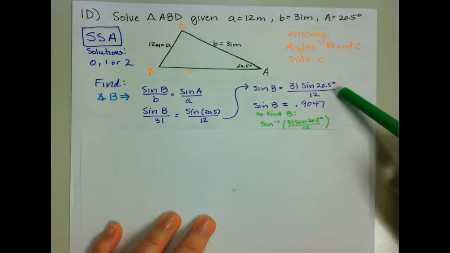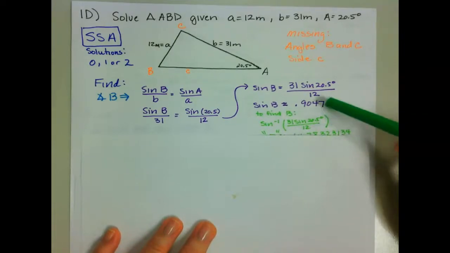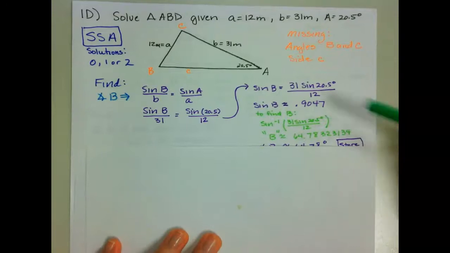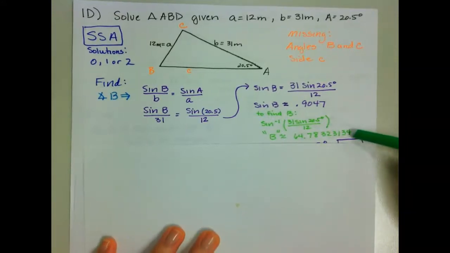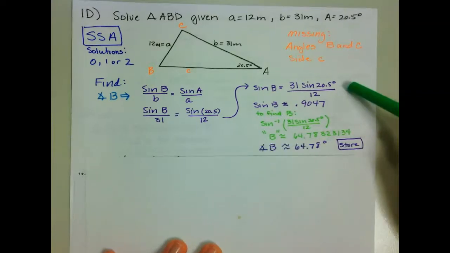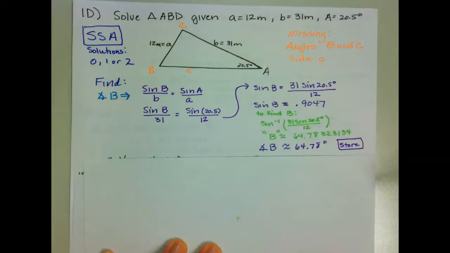So that's what it should look like on my paper. Sine of B is 0.9047. So we know that that should be okay because that's a ratio that could fit on our graph. So I calculated it using arcsine and I stored my B value. So the B angle ends up being approximately 64.78 degrees.